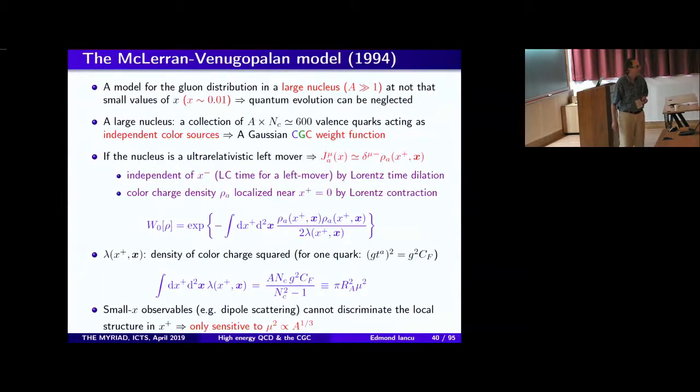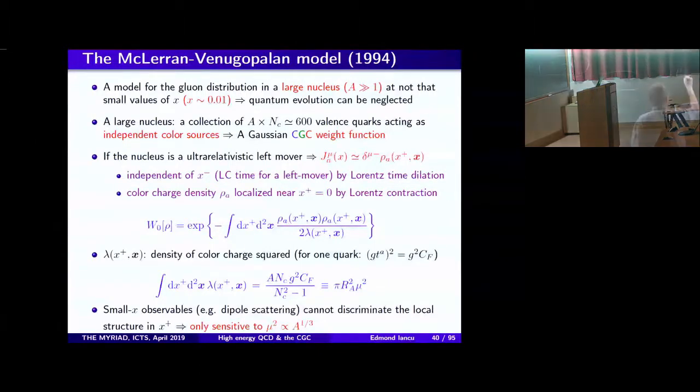Excuse me? How did you deduce that there will be a Gaussian weight function for the independent color sources? Well, just by definition, you want to call them independent. This is a different way to say that. Can you please explain what you mean by independent color sources? Look at the correlation. Look at it.